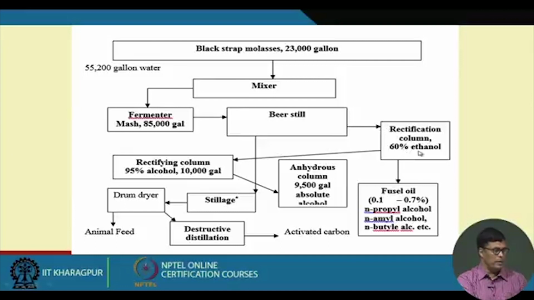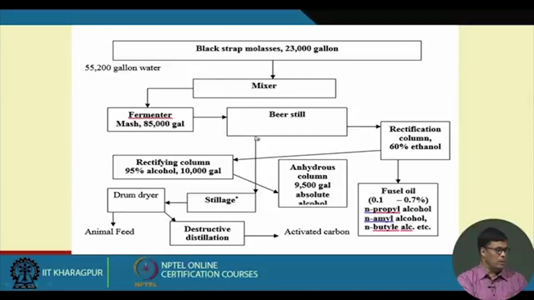From the rectification column we get 60% alcohol. Further, passing through the rectification column, we get 95% alcohol. Then we can use the anhydrous column, or use the azeotropic distillation process with benzene as a solvent, and we get the absolute alcohol.